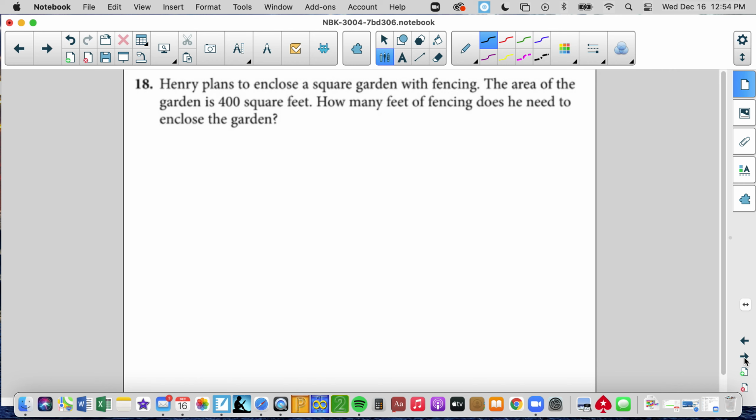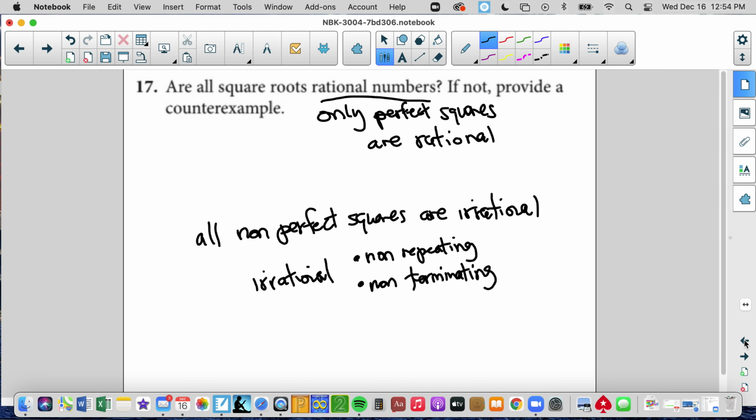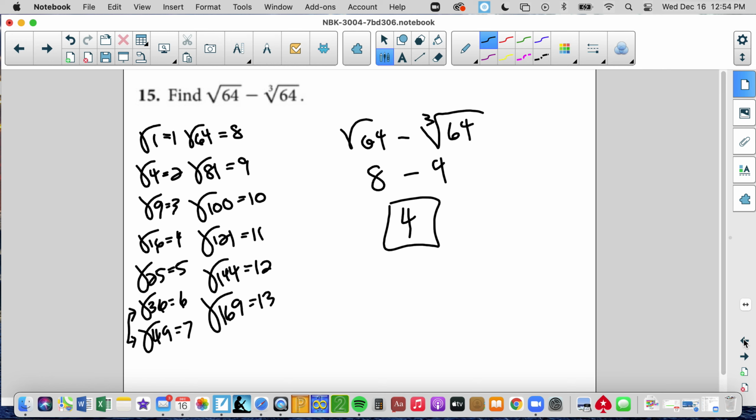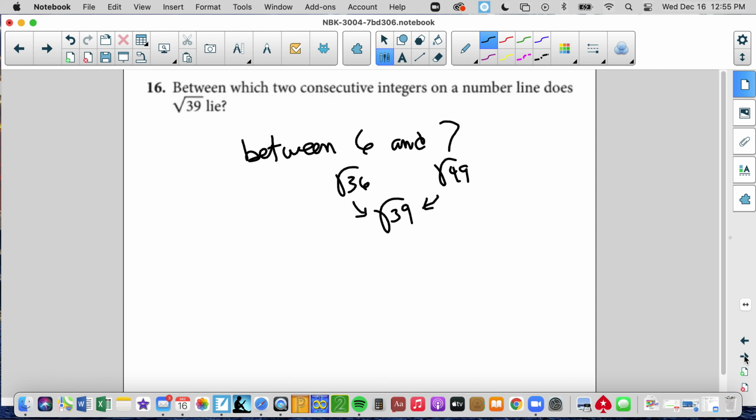An example would be the square root of 2. If we start with the square root of 1, that would be rational. Square root of 2, irrational. Square root of 3, irrational. Square root of 4, rational. Square root of 5, irrational. Square root of 6, square root of 7, square root of 8 are all irrational. Square root of 9 is rational. Square root of 10, 11, 12, 13, 14, 15, irrational. So any square root between those perfect squares would be considered irrational.